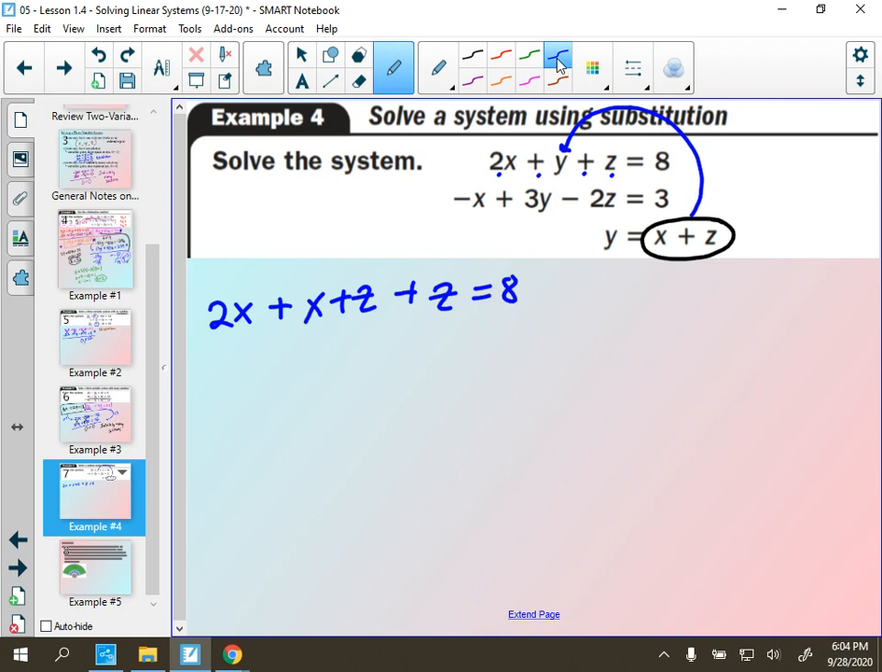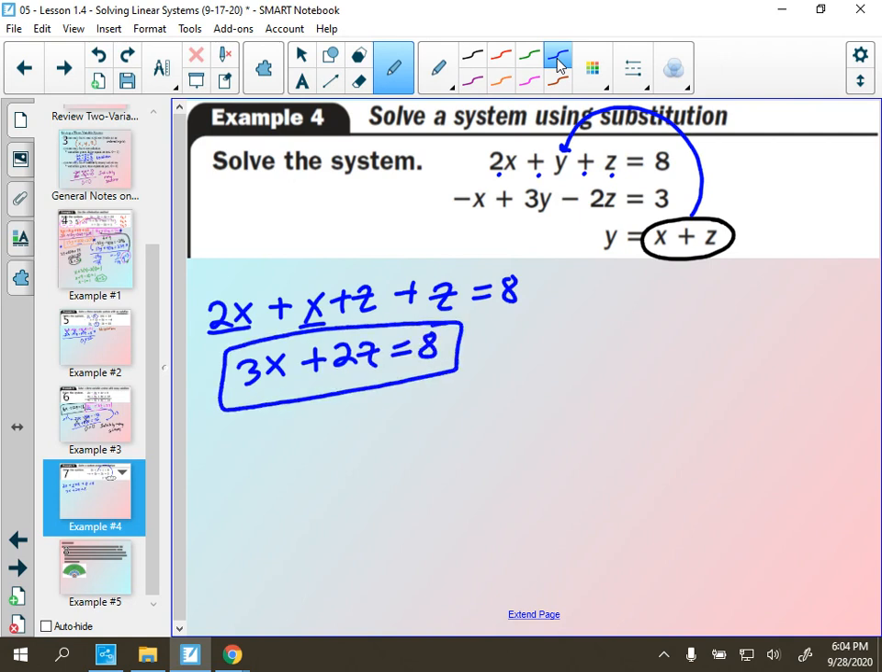So I've substituted. All right, a little bit of simplify, not terrible. 2x plus 1x is 3x. So I'm combining that and that. I've got z plus z, which is 2z. And then I've got my 8. All right, fair enough. Done.